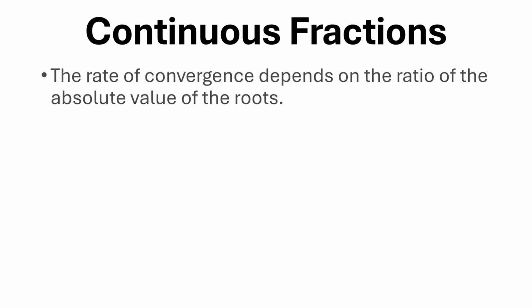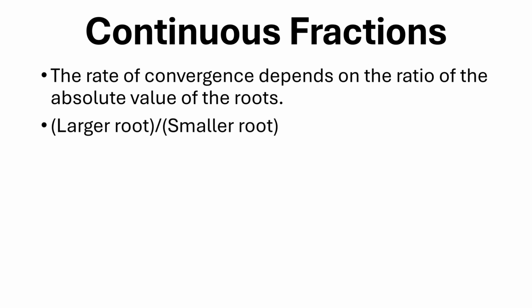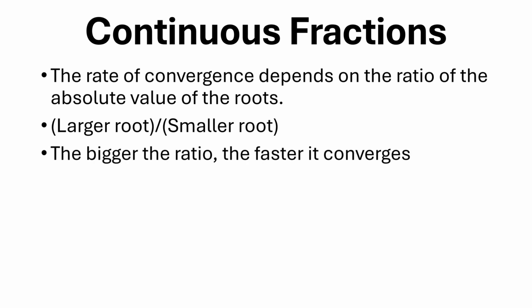The rate of convergence depends on the ratio of the absolute values of the roots. We will use the magnitude of the larger root divided by the magnitude of the smaller root. The bigger this ratio, the faster the continuous fraction converges. Our solutions were negative 7 and negative 4. The two solutions are close in magnitude, and that is why our continuous fraction was taking forever to converge.